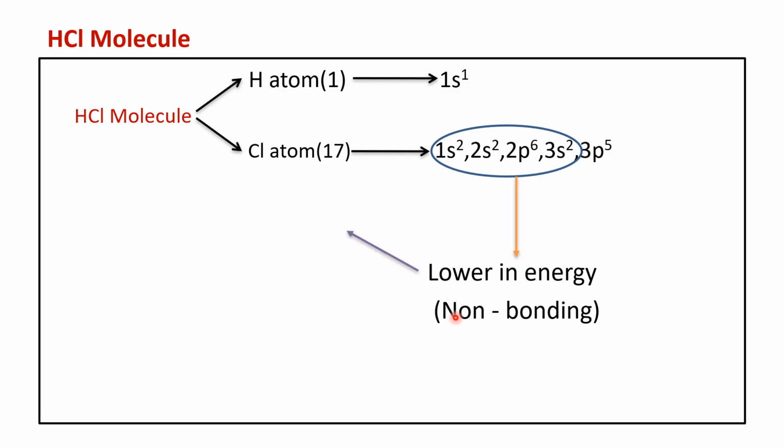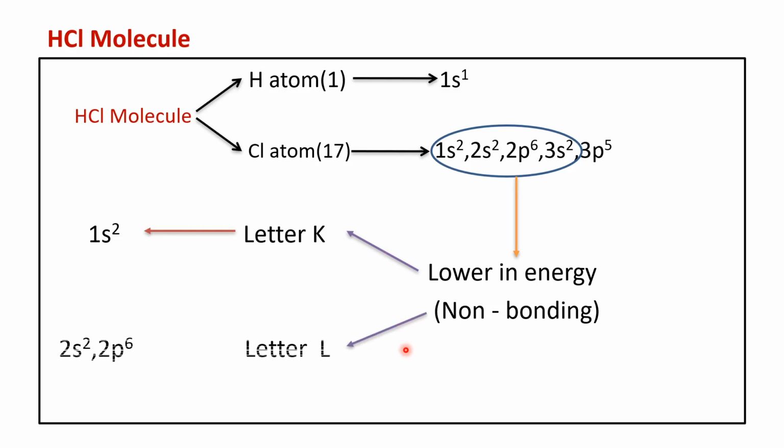Now here, for the 1s2 atomic orbitals we have to use the letter K, and for the 2s2 2p6 we have to use the letter L. Whereas the 3s2, the two electrons from the 3s, are neglected.